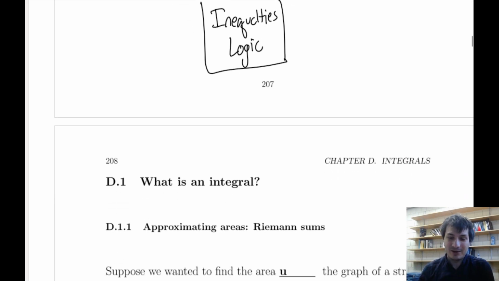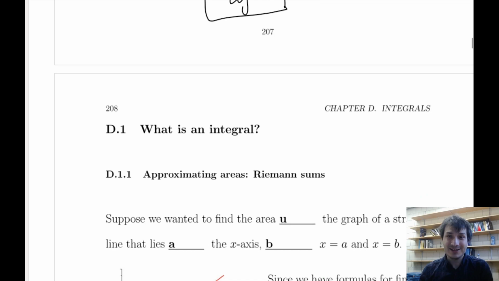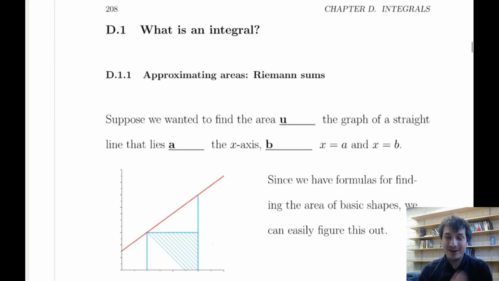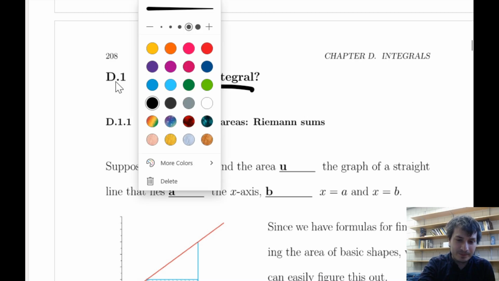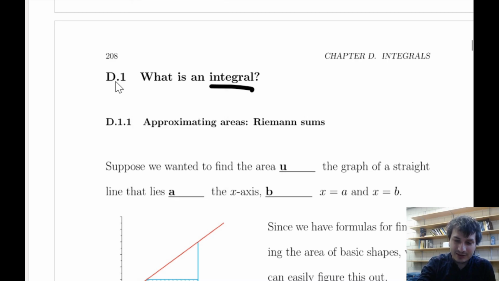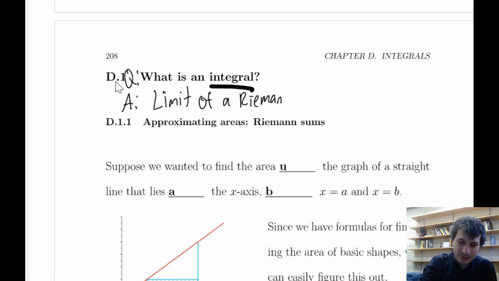So don't get mixed up on what an integral is. That's what we're doing today. And if you saw the video, the very short answer: what is an integral? The one-line answer. An integral is a limit of a Riemann sum. That's the short answer.